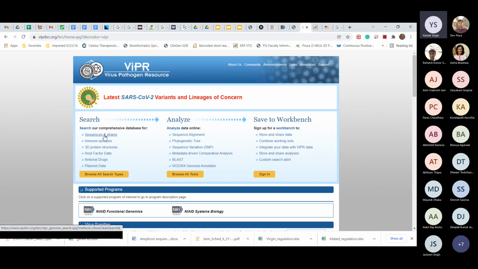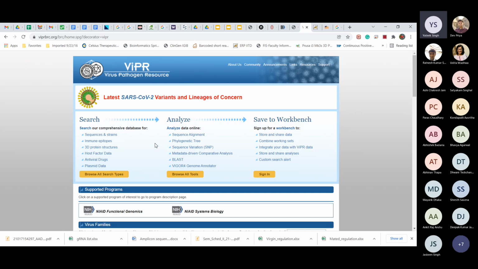So you can get the sequence of the different viruses, you can get what strains those sequences belong to, you can look at immune epitopes. So these are basically how these viruses are actually recognized by the human body. You can look at the 3D structure of the proteins of the virus. You can look at what kind of host data, or basically what human proteins might be working with the virus and making it work in the body. Then they have data about antiviral drugs, so on and so forth, right?